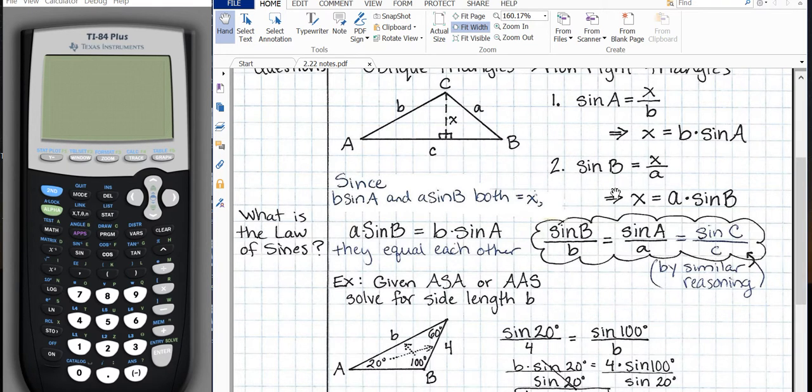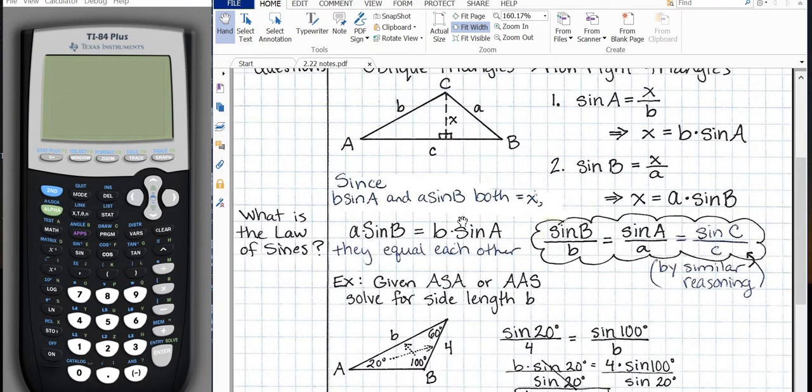Now what we have here are two separate equations using our trig functions, and they both gave us a value for x. So if x equals b times sine of a and x equals a times sine of b, then our transitive property of equality tells us that those two quantities must equal each other. So here it is written, a times sine of b equals b times sine of a, just by manipulating the equations together by noticing that they are both equal to x.